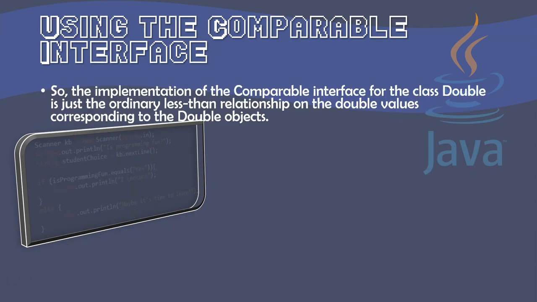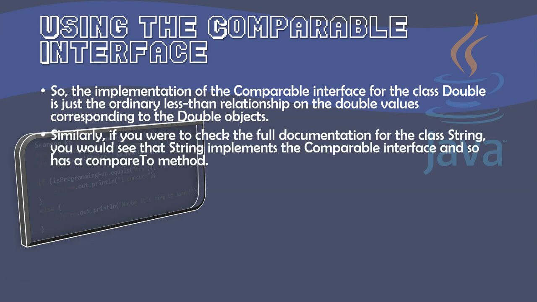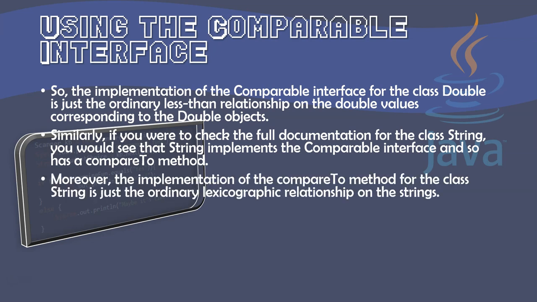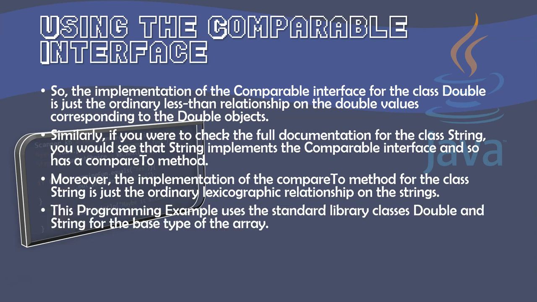So the implementation of the comparable interface for the class Double is just the ordinary less than relationship on the double values corresponding to those Double objects. Similarly, if you check the full documentation for the class String, you'll see that String implements the comparable interface and so, of course, has the compareTo method, which again we've seen when we looked at lexicographical versus alphabetical order. Moreover, the implementation of the compareTo method for the class String is just the ordinary lexicographical relationship. So again, just what I talked about.